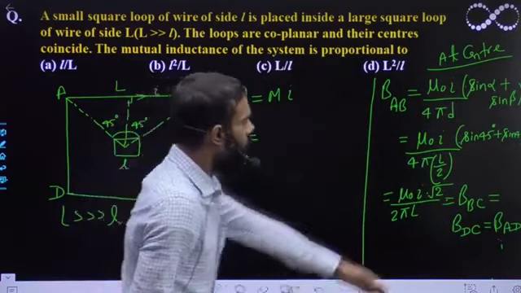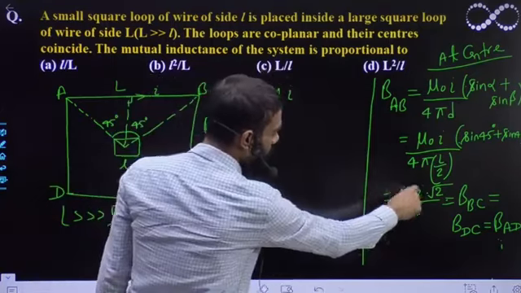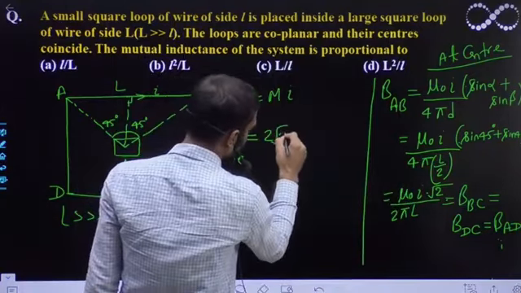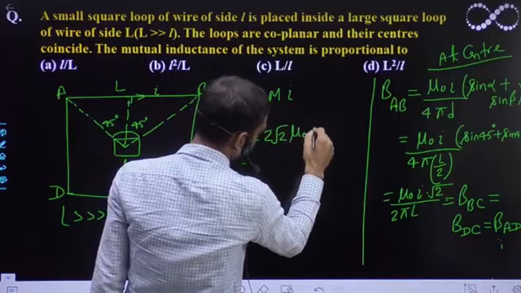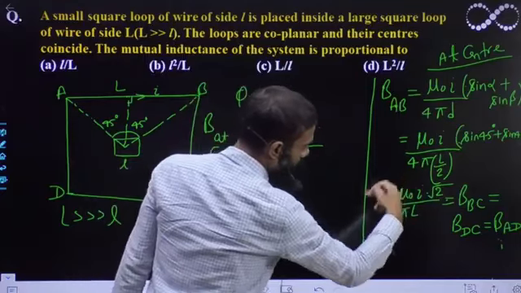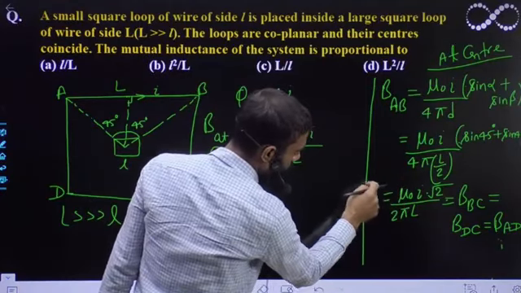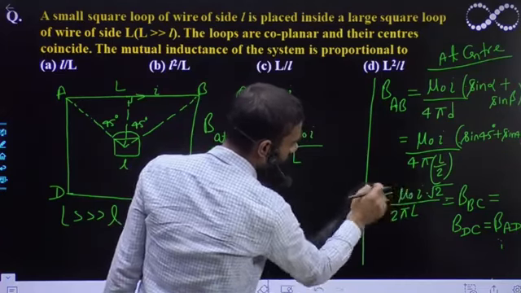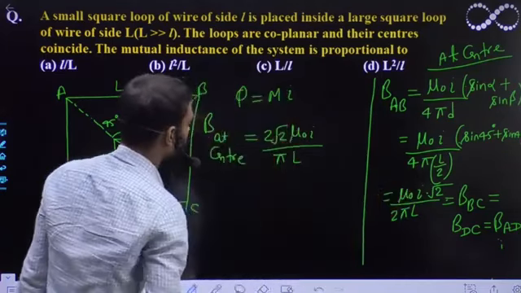So the total magnetic field, B at center total, will be equal to 4 times of this. So if you take 4 times of this, you will get 2 root 2 mu naught I upon pi L. I have done the 4 times of this. So 4 will get cancelled with 2, and the numerator will get 2 root 2. So this is the magnetic field we are getting.